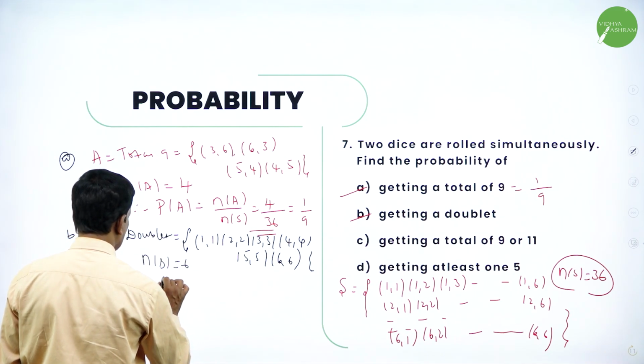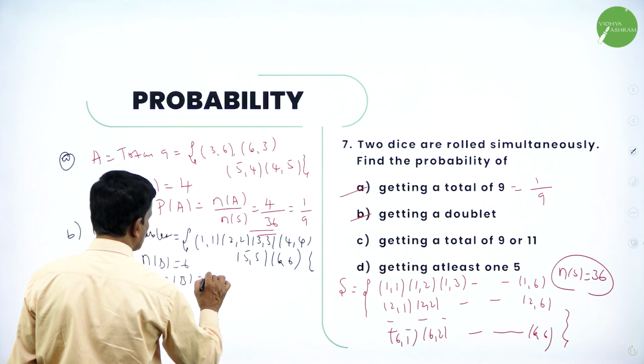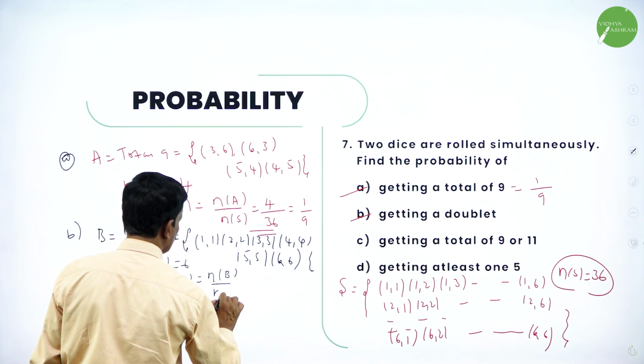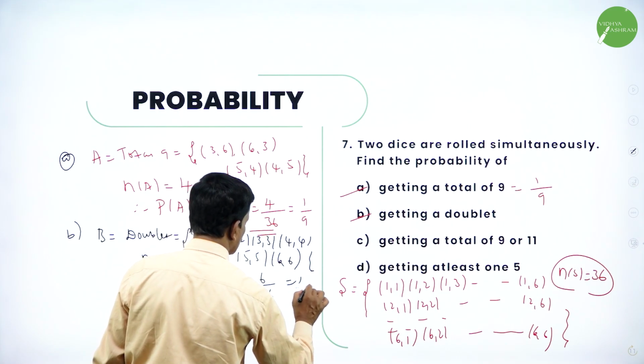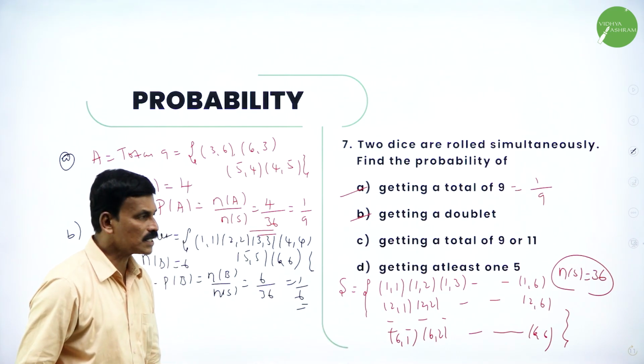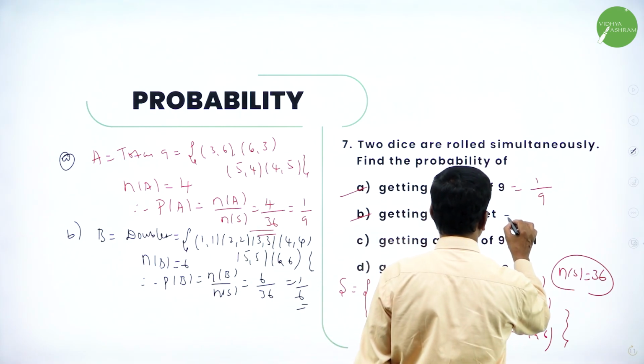So therefore the probability of getting a doublet, P of B, is equal to N of B divided by N of S, that is equal to 6 divided by 36, that is nothing but 1 by 6. That's it. The second one is 1 by 6.